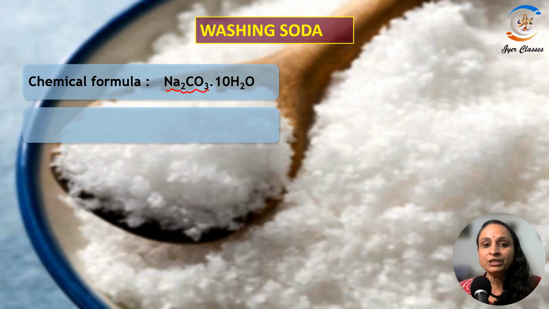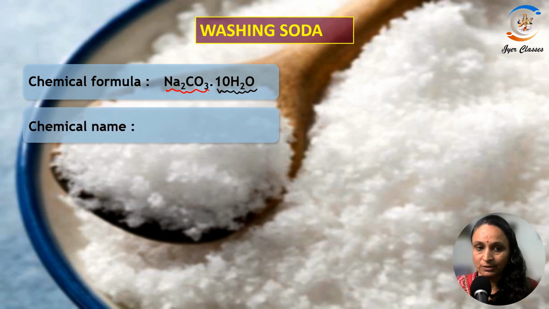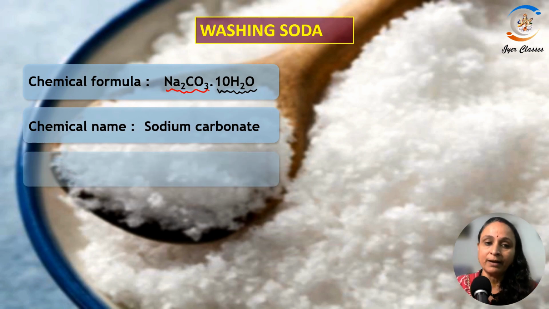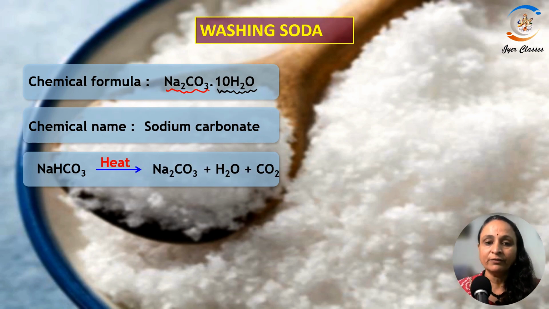वॉशिंग सोडा को वॉशिंग सोडा बनाने के लिए सोडियम बाइकार्बोनेट में ये 10 molecules of water should be there. Only then those crystals will make washing soda, and it can be used for washing, and it can be also used to soften the hard water and many other uses. The chemical name is sodium carbonate, and the chemical name of NaHCO3, that is the baking soda. Heat it, as I already told you, it will give you sodium carbonate, water and carbon dioxide.